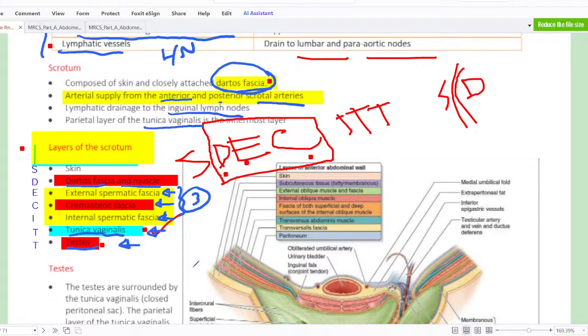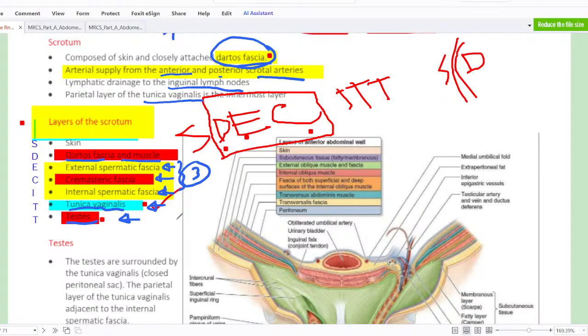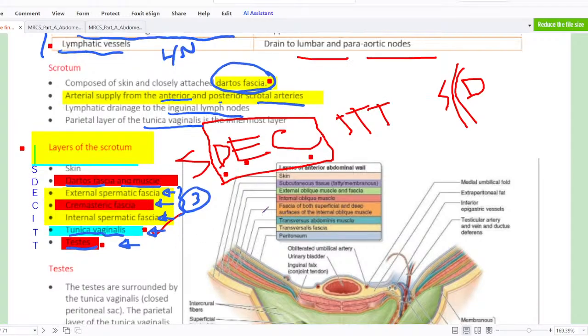Now sometimes they ask which layer arises from where. Layers of the anterior abdominal wall. You can just have a look at this one.